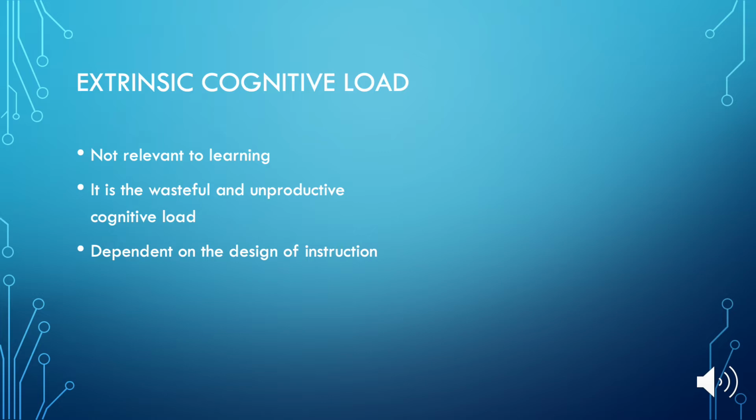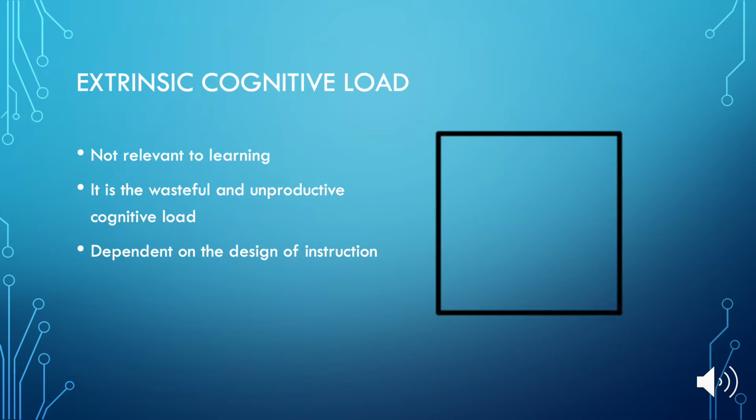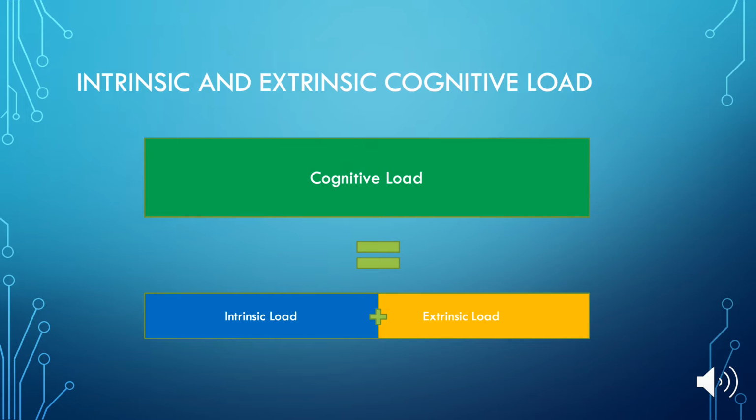For example, if I was to try and describe a square to you, to describe it verbally would take an unnecessary amount of time and may involve a high level of element interactivity, placing an unnecessary strain on the cognitive load. Whereas if I was to show you a visual image of a square, it would take just a few seconds and involve a low level of element interactivity.